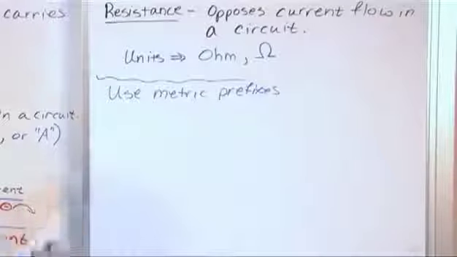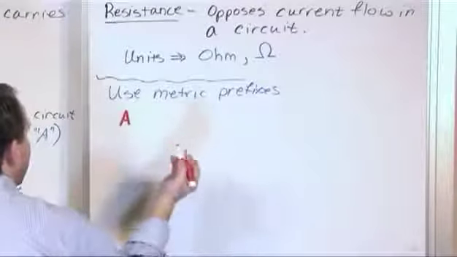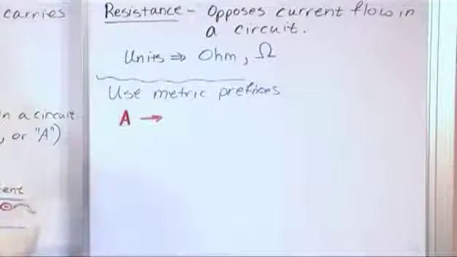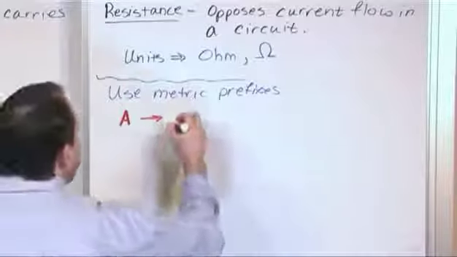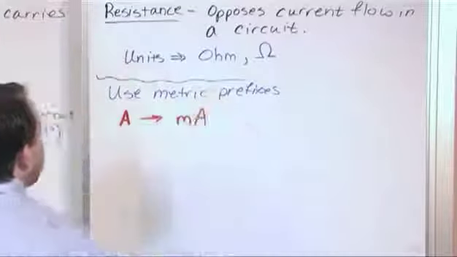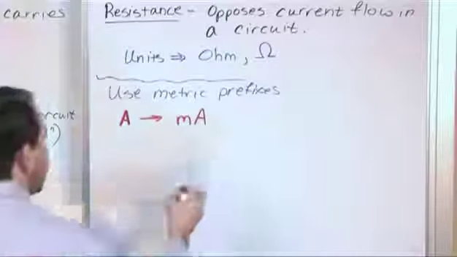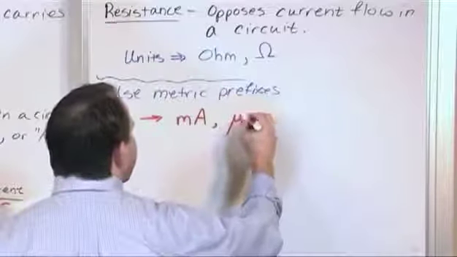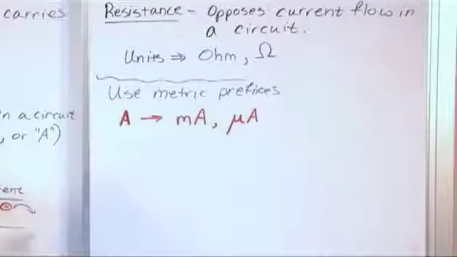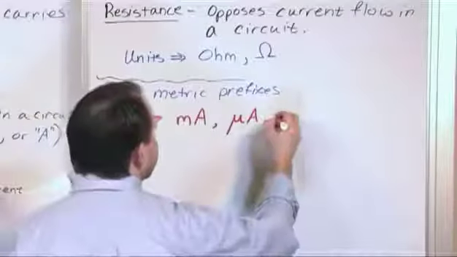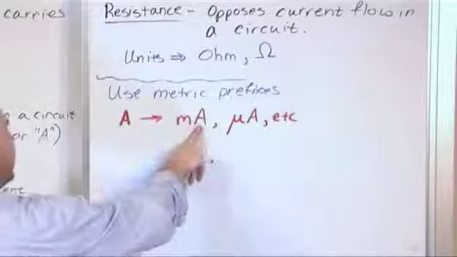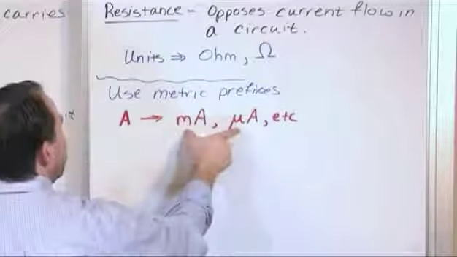So for instance, if you're talking about amps, which is current flow, it may not make sense to talk about amps. You might need to talk about milliamps, right? Milliamps, just like a millimeter. That's 1/1000th of an amp, right? Or you might talk about microamps, 10 to the minus 6 amps, etc. So the base unit is always amps, it's just you have a metric modifier on the front.